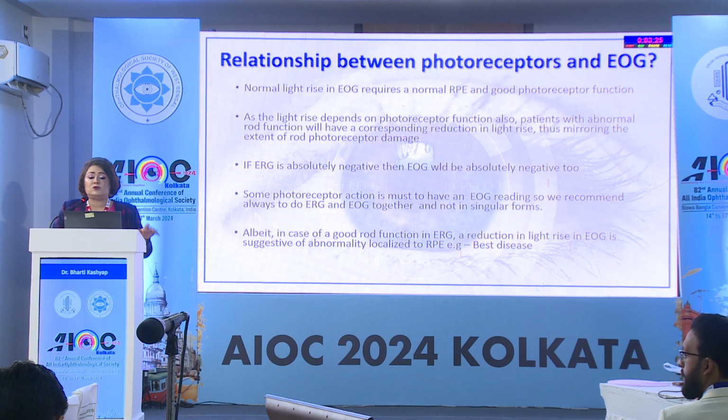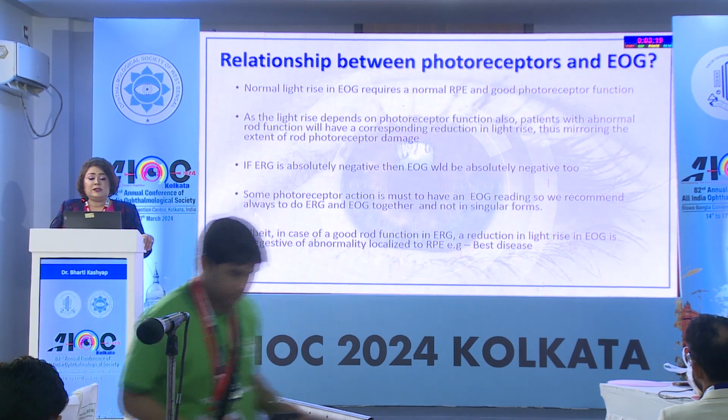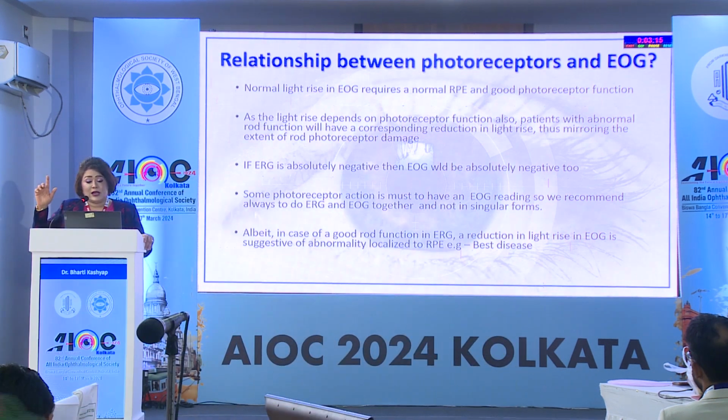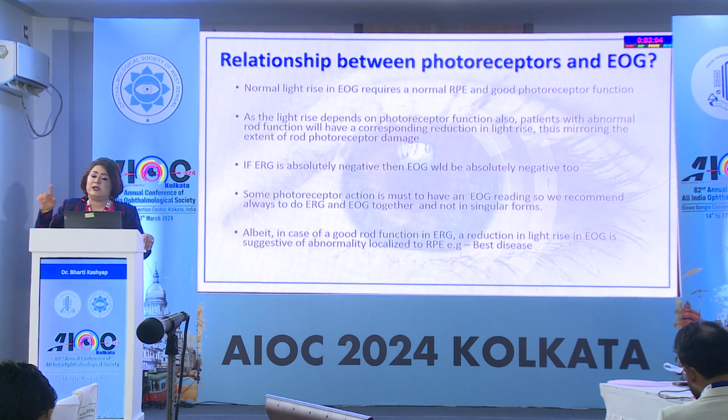As the light rise depends on the photoreceptor function, patients with abnormal rod function will have a corresponding reduction in the light rise, thus mirroring the extent of the rod photoreceptor damage. So, if ERG is absolutely negative, then EOG would be absolutely negative too. Some photoreceptor action is a must to have an EOG reading, so we recommend always to do ERG and EOG together and never in singular form.